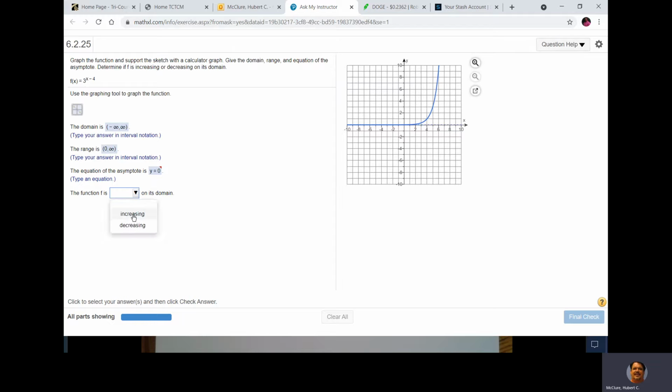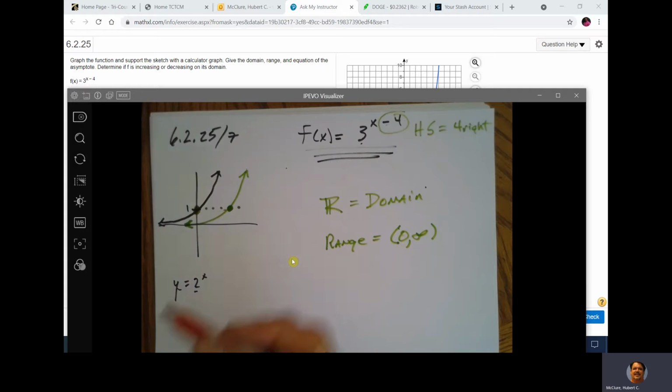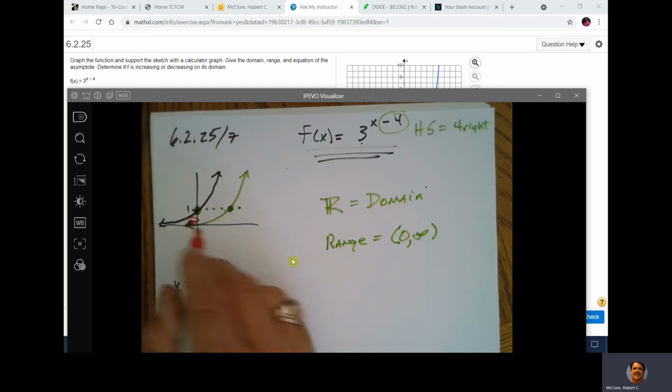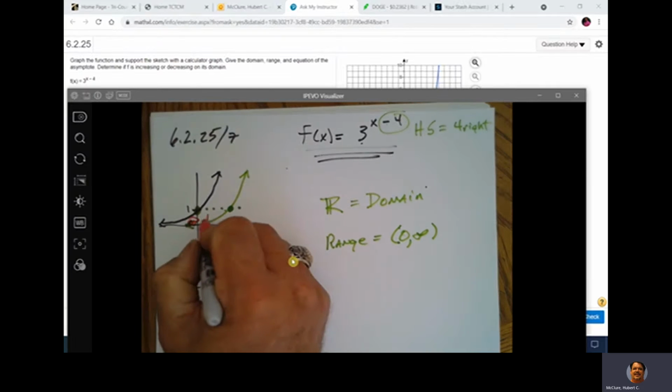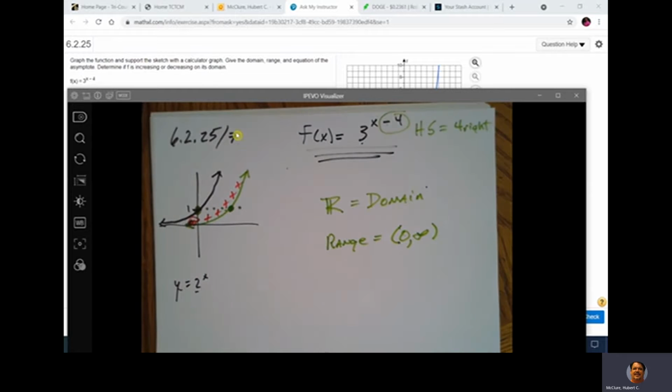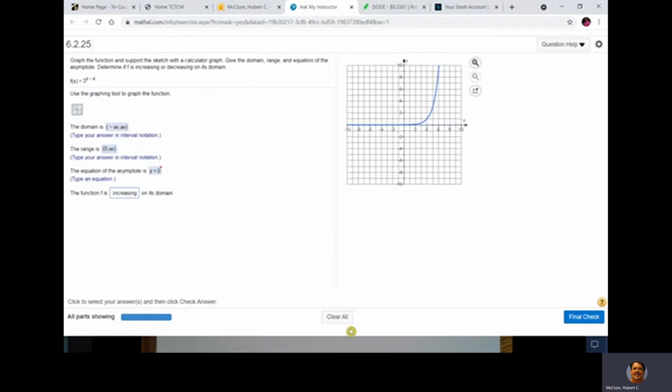The function is increasing on its domain. Put your car right here, and that's what I tell students. Whenever you want to know increasing or decreasing, which way do we read? Left to right. Put your little car right there, and tell me what that car is doing from left to right. It's increasing.